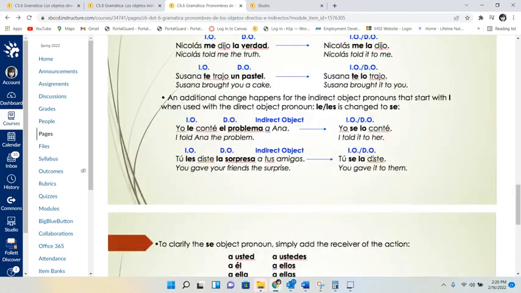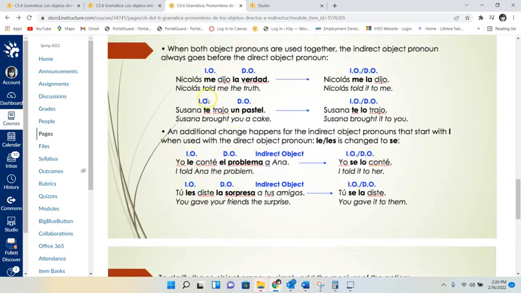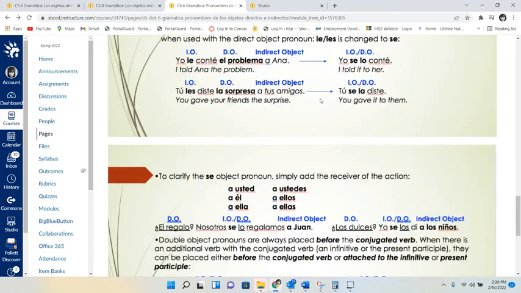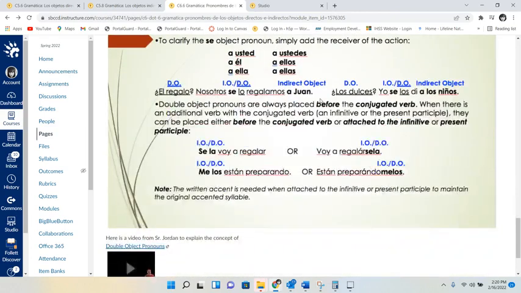Okay. But again, like I said, if there are 2 parents, the kids can go either in front or behind. But if you only have 1 parent, then they always have to go in front of that 1 parent. It can never ever go behind. And this is how you would replace the direct and indirect object pronouns.